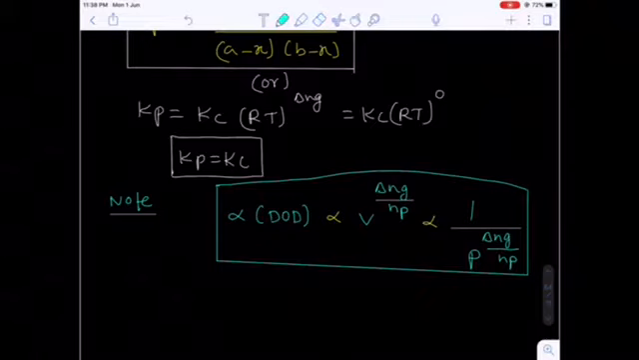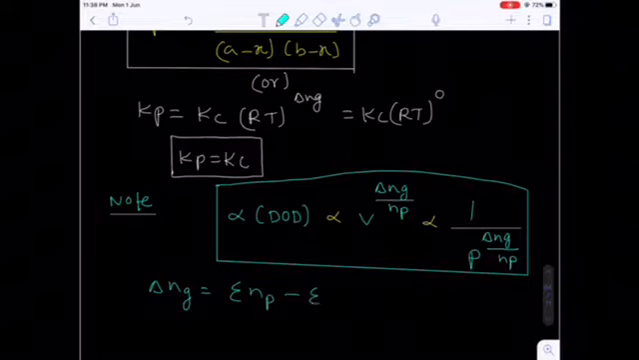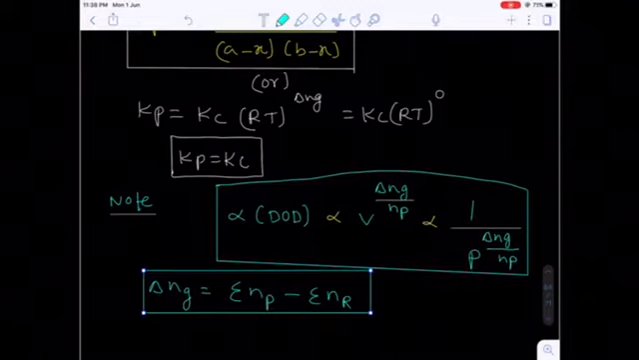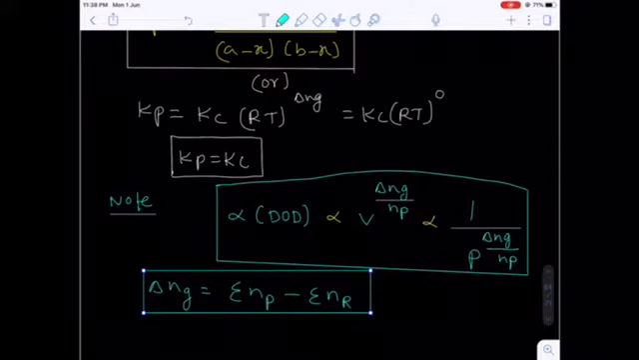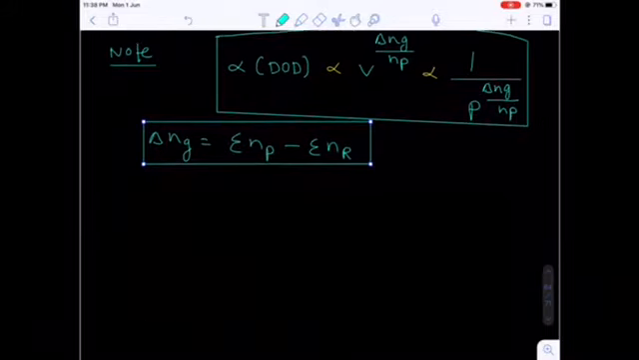Now here, first of all, what is the delta Ng? This is the sum of the number of moles of gaseous products minus the sum of the number of moles of the gaseous reactants. Are you getting my point? Only the gaseous products minus gaseous reactants. With the help of this expression also, we can directly relate the degree of dissociation alpha versus volume or pressure of the system.